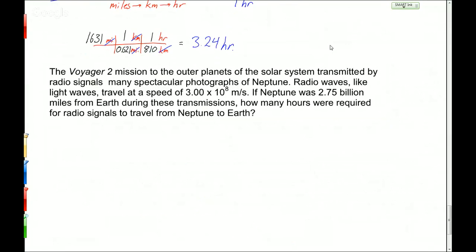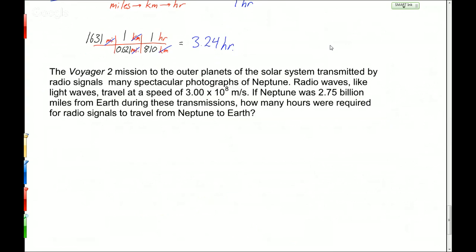The Voyager 2 mission is talking about Neptune. So radio waves are light, traveling at a speed of 3 times 10 to the 8th meters per second. So 300 million meters per second. If Neptune was 2.75 billion miles from Earth during those transmissions, how many hours were required for radio signals to travel from Neptune to Earth?